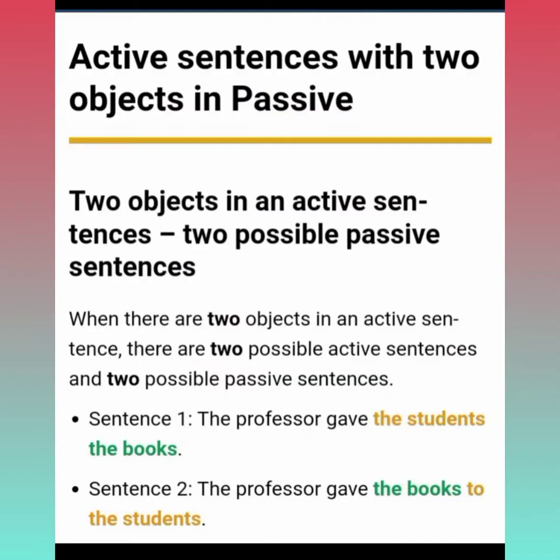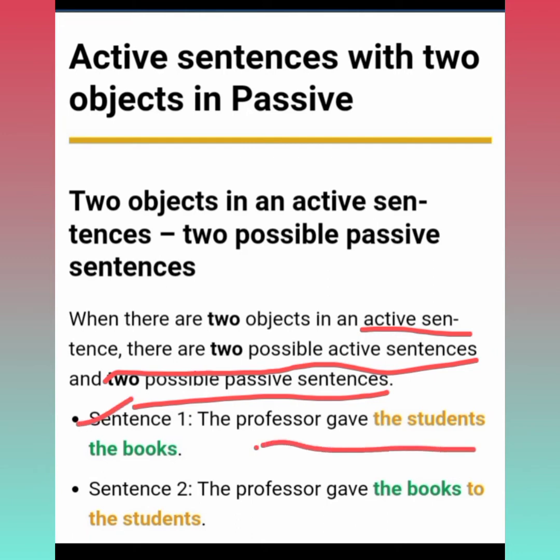Okay, when the active sentences are having two objects, then how we will change it into passive sentence. Okay, so when there are two objects in an active sentence, there are two possible active sentences. Okay, and two possible passive sentences. Here first active sentence is the professor gave the students the books, or the professor gave the books to the students. These are active sentences.